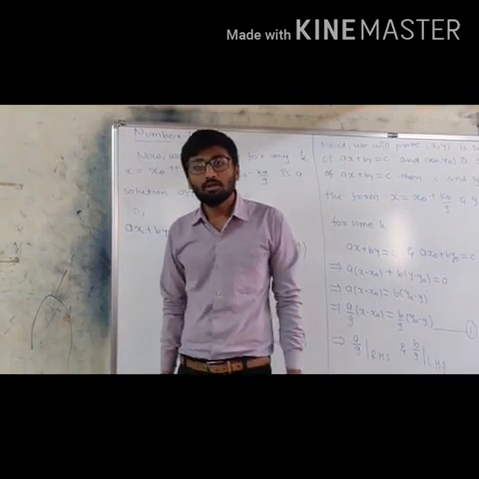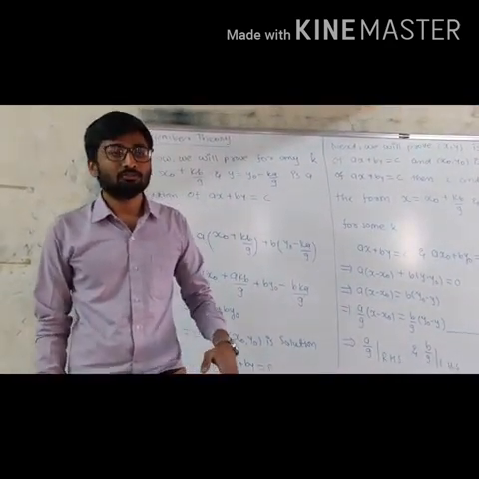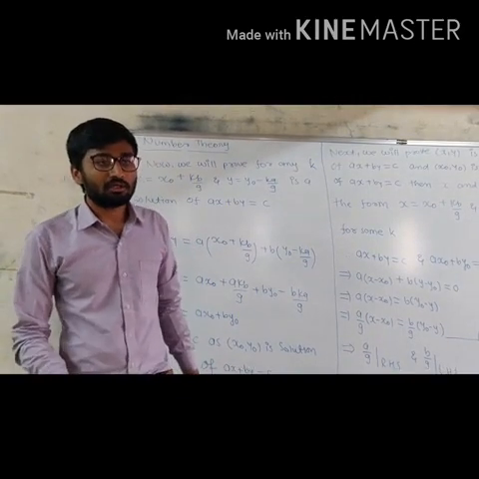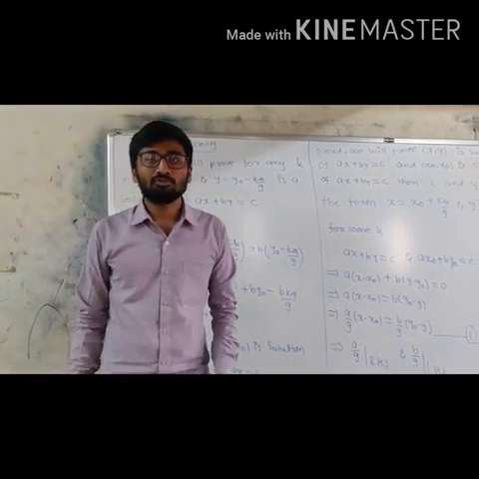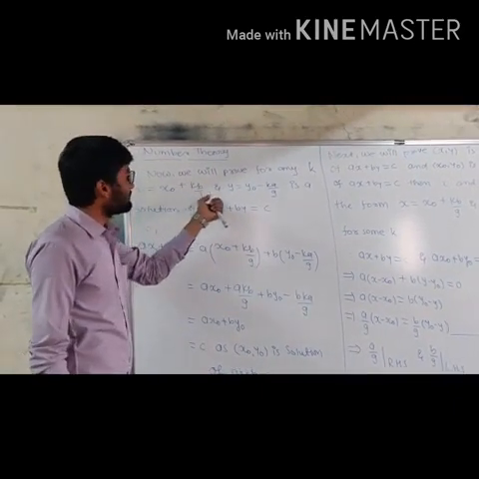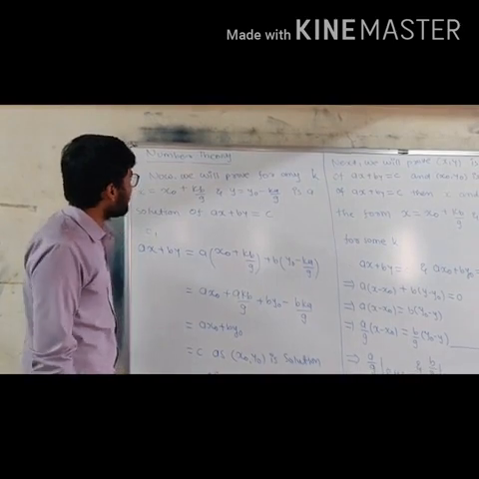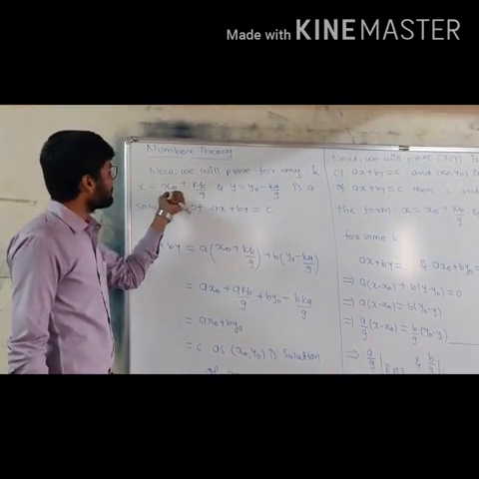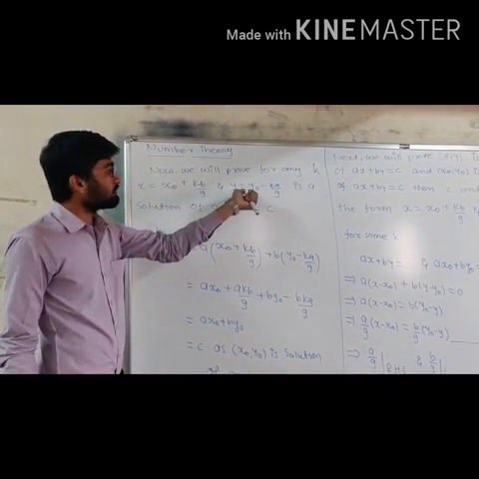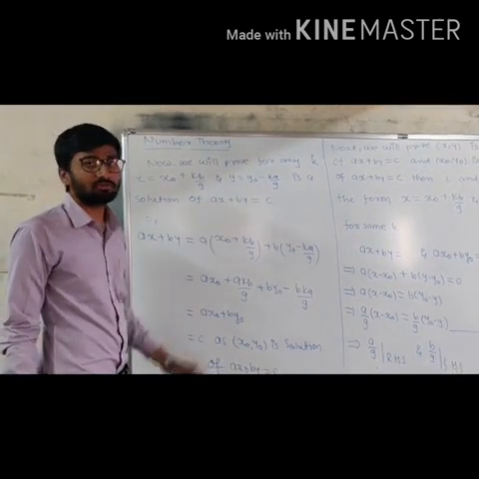Now we will prove: if x0, y0 is a solution of ax plus by equals c, then another solution of this Diophantine equation is of the form x0 plus k b by g and y0 minus k a by g. So first we will prove that x equals x0 plus k b by g and y equals y0 minus k a by g is a solution of ax plus by equals c.